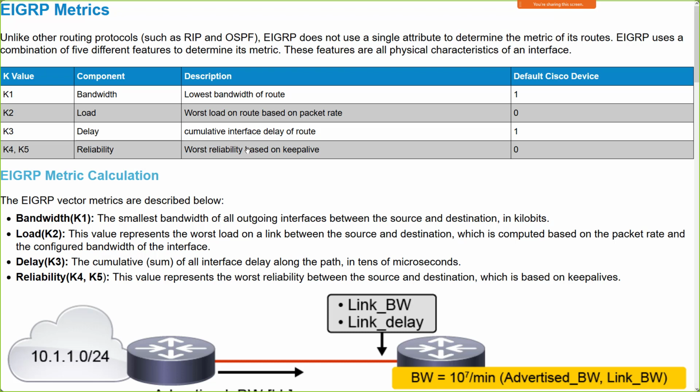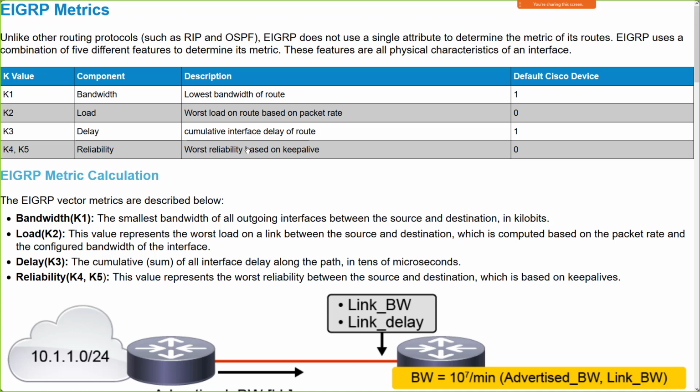Delay is a cumulative delay. And these are not practical values, these are theoretical values. So it's not the actual throughput of an interface that represents the bandwidth. It's the actual speed of the interface. If it's a 10 meg interface, it's going to have a bandwidth of 10 meg, even if you're not getting 10 meg of throughput. Delay is based on serialization delay.